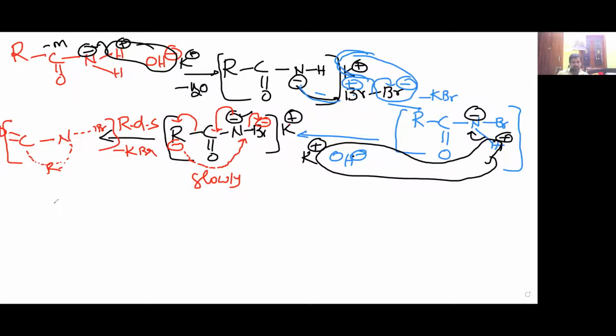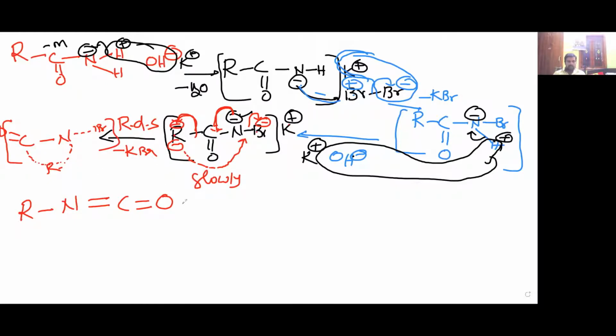The same step I will write once again, because based on this step, so many named reactions are coming, the Hofmann rearrangement and other rearrangements. Here the reaction intermediate is going to form. That reaction intermediate is alkyl isocyanate. That means the bond shifted like this, the R is connected to nitrogen, and a double bond is forming between nitrogen and carbon. I hope it is clear.